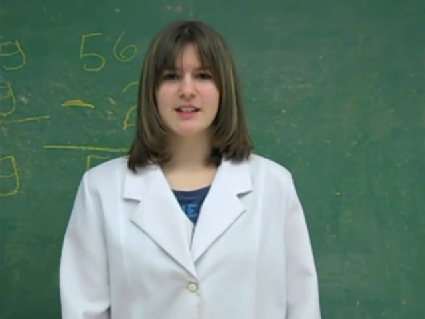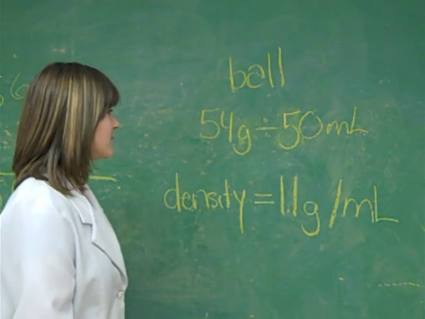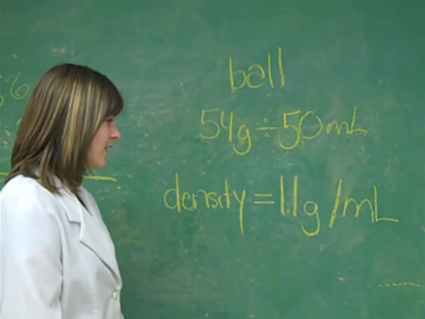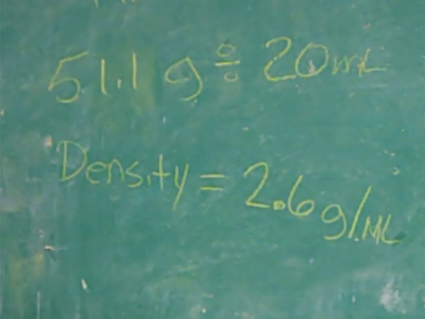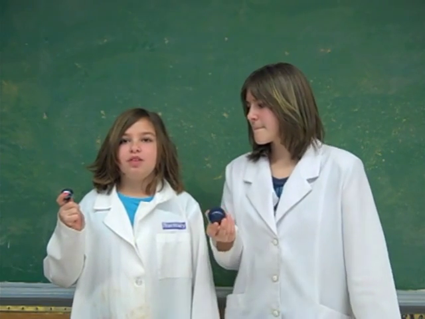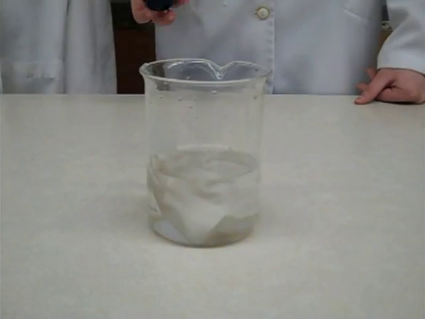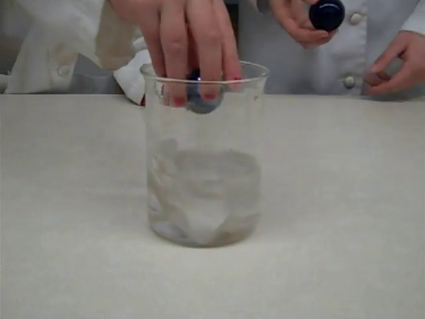Density is how much mass is in its volume. To find the density of the ball, we divided its mass by its volume, and that is 1 1/10 gram per milliliter. We found the density of the marble to be 2 6/10 grams per milliliter. Even though the ball is much larger and has a little more mass, the marble has more mass in each milliliter, so it is more dense. What this means is that the ball will float and the marble will sink.